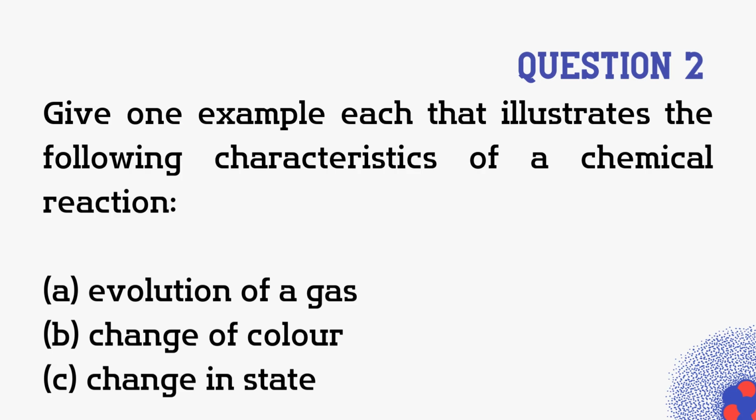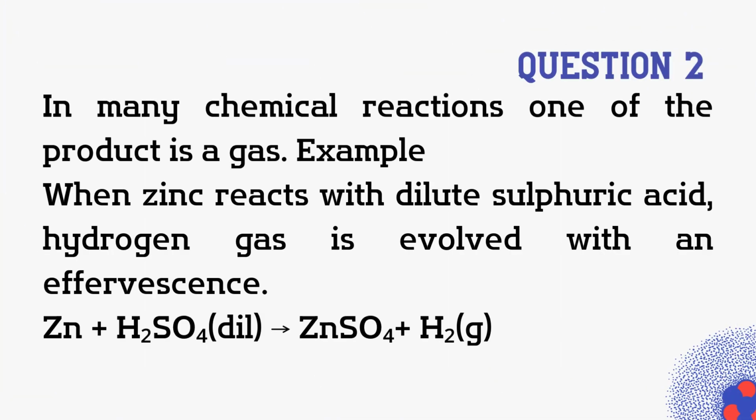In many chemical reactions, one of the products formed is a gas. For example, when zinc reacts with dilute sulfuric acid, hydrogen gas is evolved with noticeable effervescence or bubbling. The reaction can be represented as Zn plus H2SO4 dilute gives ZnSO4 plus H2 gas.